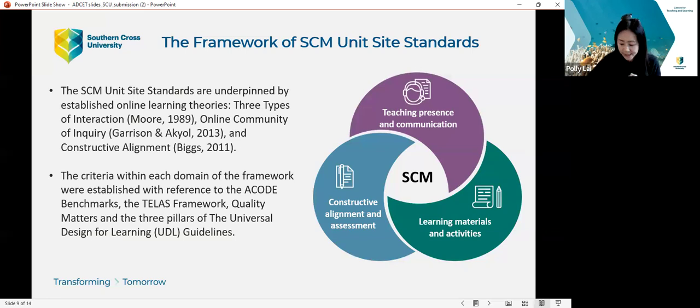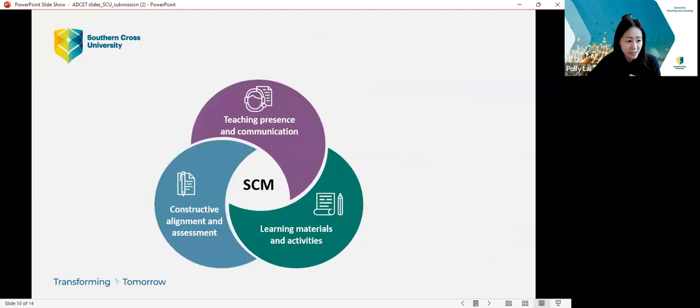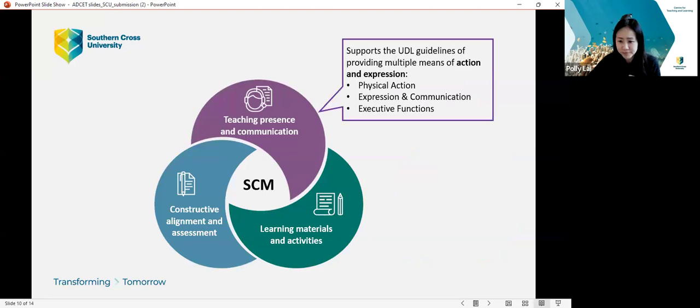So you can see there are three domains in our unified standards. The first one is teaching presence and communication. This one aligns with the universal design for learning guideline of providing action and expression. For example, we use multiple media tools to promote that teaching presence and foster learner and instructor interaction and communication.